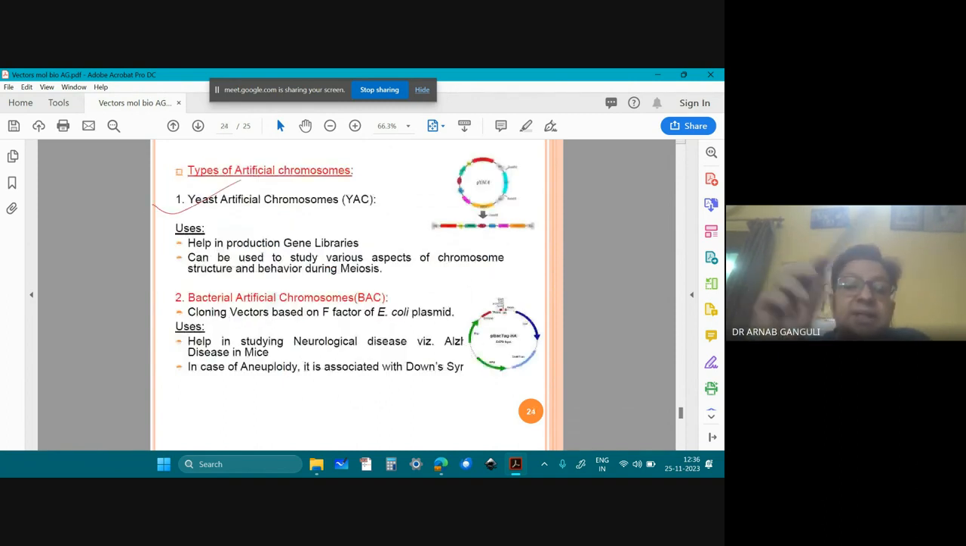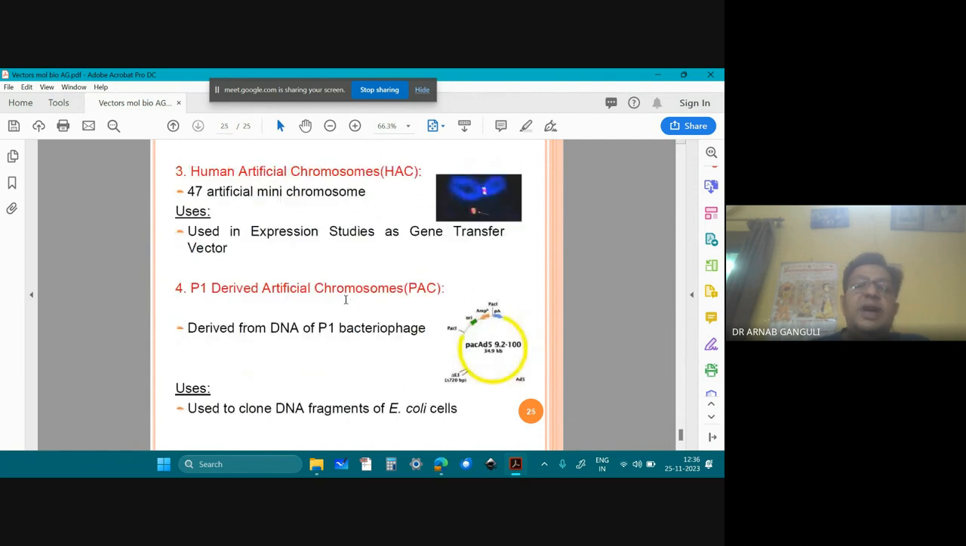So yeast artificial chromosome is one example. Bacterial artificial chromosome is another example. Then you have human artificial chromosomes, HACs. Here is a picture of human artificial chromosomes. They are artificial mini chromosomes. They are used in expression studies as gene transfer vectors. They can also be used, for example, in Huntington's chorea and other types of muscular dystrophy diseases. Gene therapy is done by these human artificial chromosomes.